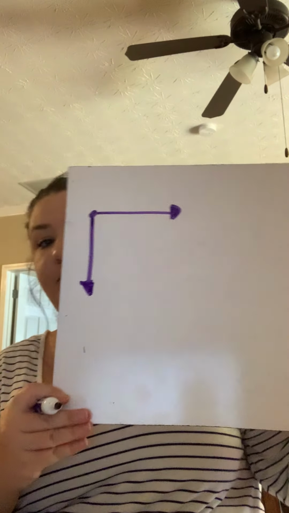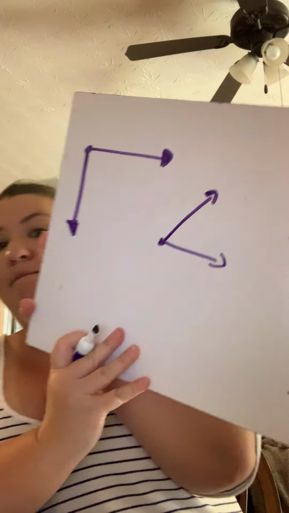So an angle would be where we have two rays. It could look like this. It could look like this. It could look like many different things. So let's talk about the types of angles. We have a right angle, an acute angle, and an obtuse angle. Okay.